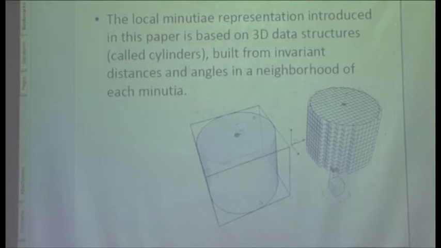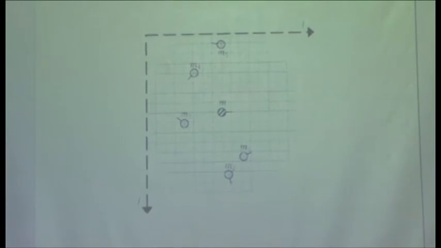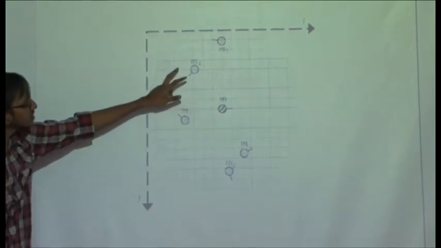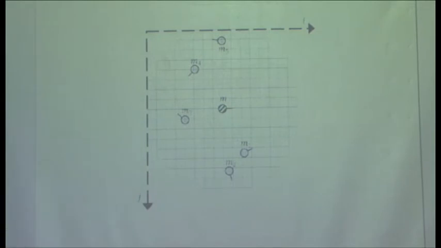Okay, cylinder, you got it. And once you know that, these are cylinders. This is the top view of the cylinder, or one slice view of the cylinder. This is the minutiae point for which the cylinder is constructed, and the minutiae points lying inside the fixed radius are considered.